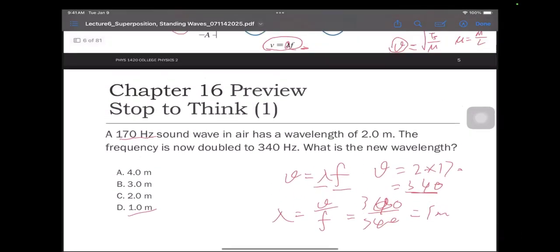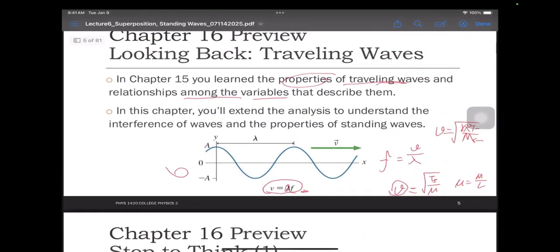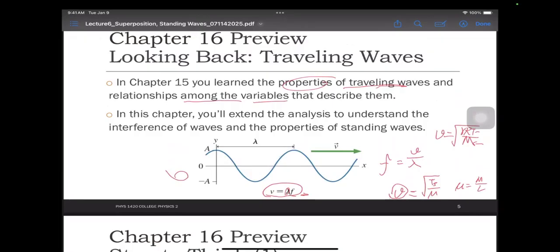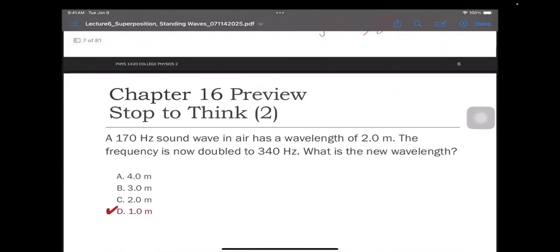So just try to remember these equations, and you will learn how to calculate the frequency, the period, the velocity, and the wavelength. This is just for traveling waves. For traveling waves, what do we need to calculate?